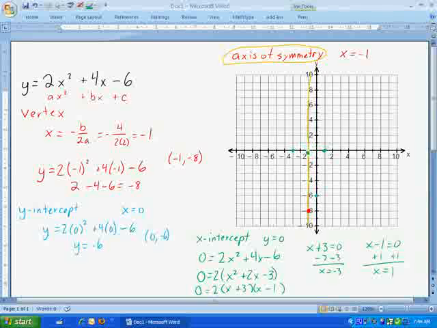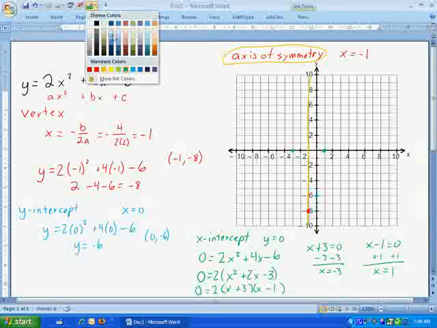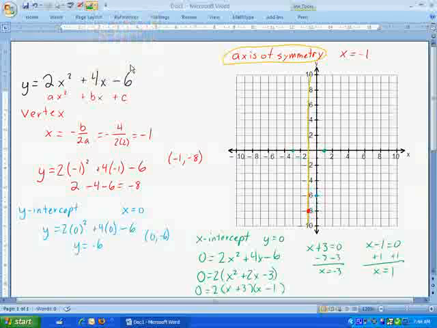Notice that they're both the same distance away from my axis of symmetry. They're mirrored on both sides. Now I see that I got 1, 2, 3, 4 points, so I need one more point. Rather than plug in a number, because I could just pick an x value and plug it into my equation and get another y value for some other point on my graph, what I'm going to do instead is take my y-intercept here, and the y-intercept is one space over from the axis of symmetry. So I'm just going to go one space over, and I'm going to put another point right there, because that would be the mirror image.